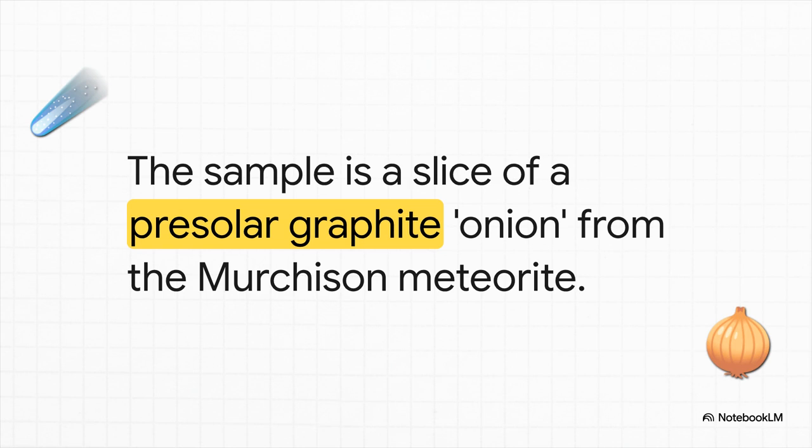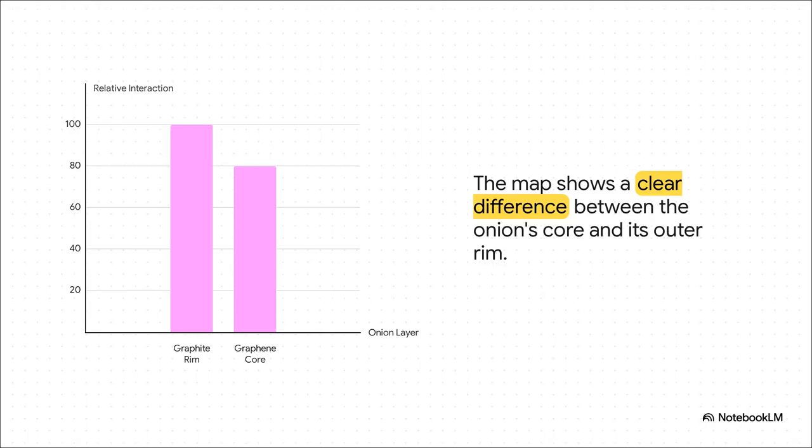And inside that meteorite are these tiny little graphite grains that literally formed in the atmosphere of a dying star, way before our sun and our planets even existed. They are actual, literal stardust, and they're shaped like tiny little onions with a core and an outer rim. So when the scientists used their fingerprint map on a slice of one of these little graphite onions, wow, the result was instant and it was crystal clear.